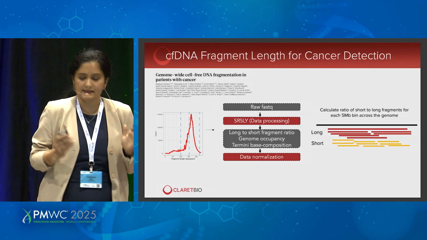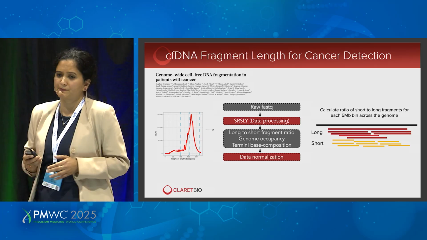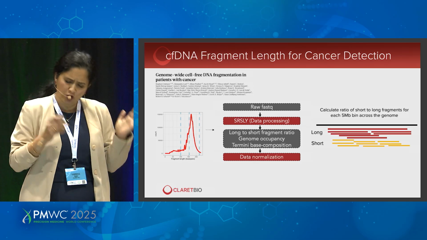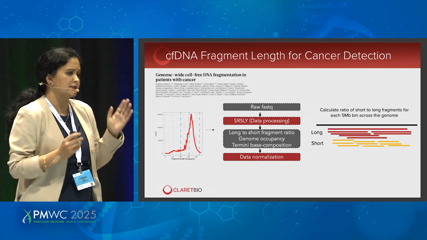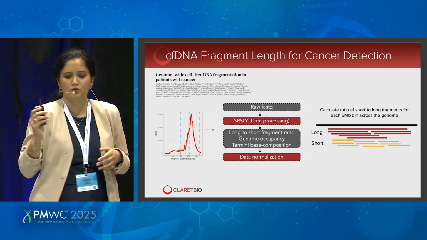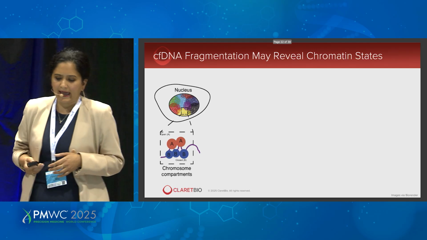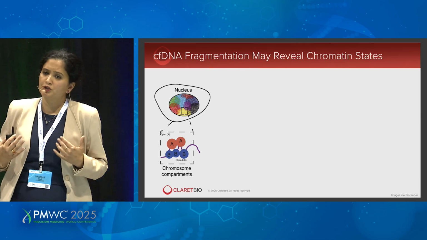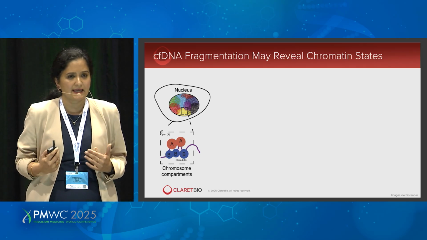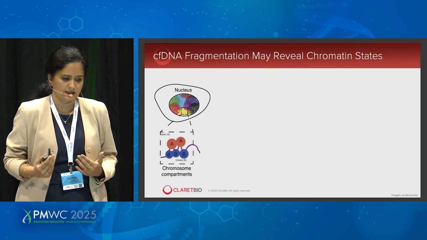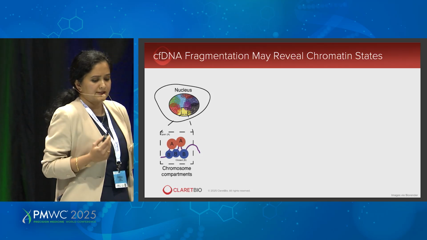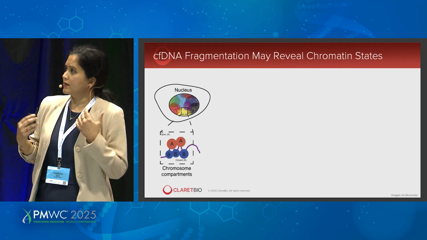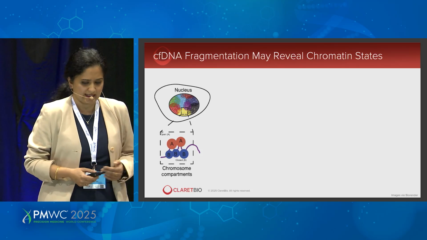Here, short is 100 to 150 base pairs, and long is 150 to 200 base pairs. And what we wanted to do is take it a little further and see, is there additional information in this? So we wanted to see if cell-free DNA fragmentation can reveal underlying chromatin states.